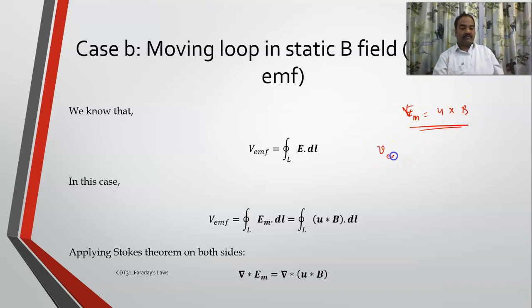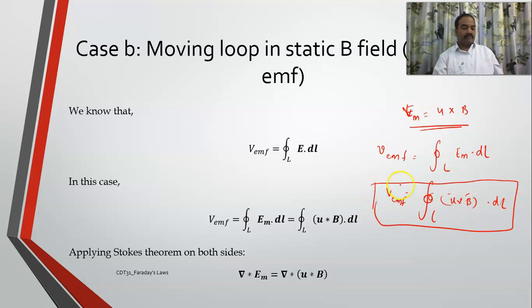So if I want the V, what is the EMF induced? Integral over L of Em dot dl, which is nothing but the integral of u cross B dot dl. This is the EMF, right? So I can write del cross Em is equal to del cross u cross B, because I know that V EMF is equal to the integral of Em dot dl. I can apply Stokes theorem again, and I'll get del cross Em equals del cross u cross B. So this is the equation for determining the EMF.